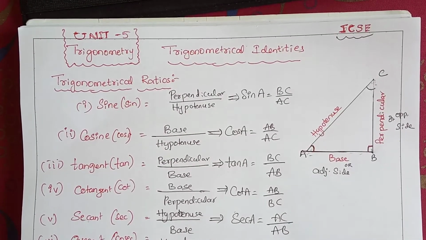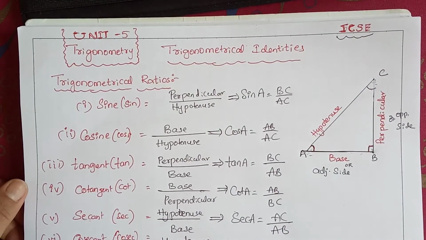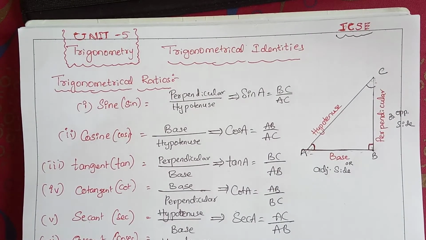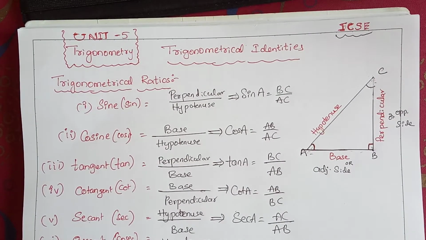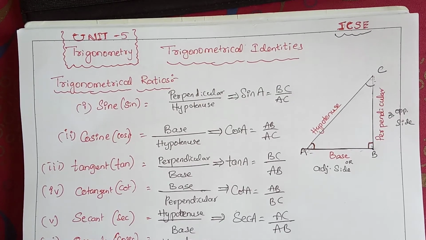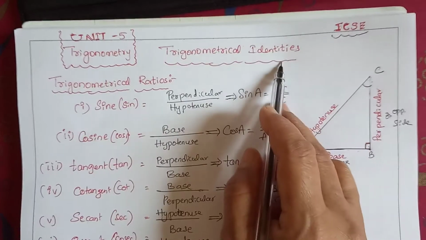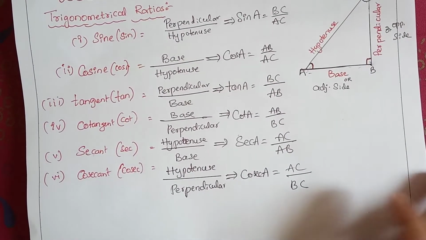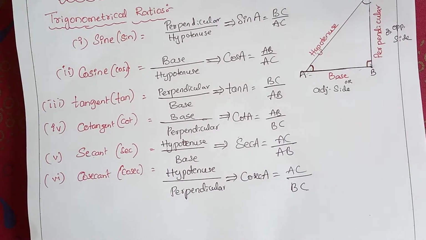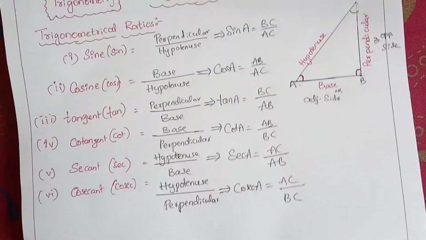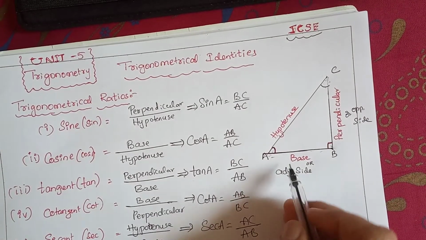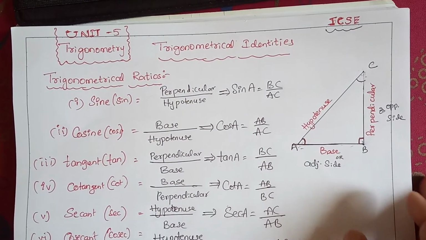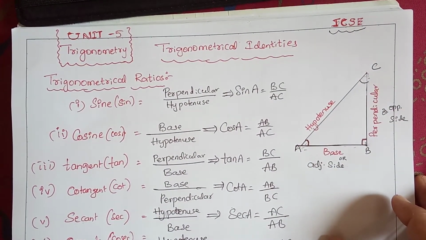So these are the 6 ratios which are important, and based on these ratios only we are going to discuss the total chapter trigonometry. Right now we are going to start the trigonometrical identities, and this is the small introduction. Each trigonometrical ratio is a real number, and has no unit. We won't measure like kilometer, meter and all.